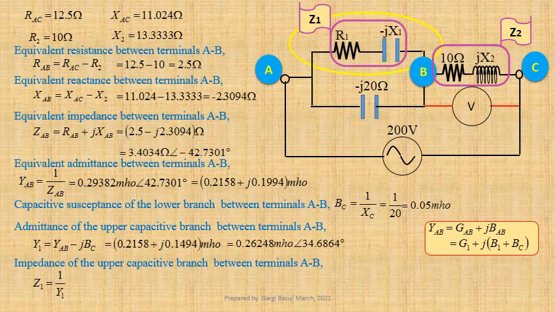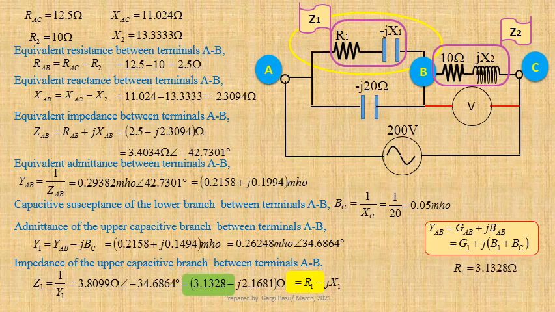Now we shall determine impedance of the upper capacitive branch between terminals A and B. Z1 equals 1 upon Y1, that is 3.8099 ohm at an angle minus 34.6864 degree, or this may be written as 3.1328 minus j2.1681 ohm. This is equal to R1 minus jX1. Therefore, R1 equals 3.1328 ohm and X1 equals 2.1681 ohm.